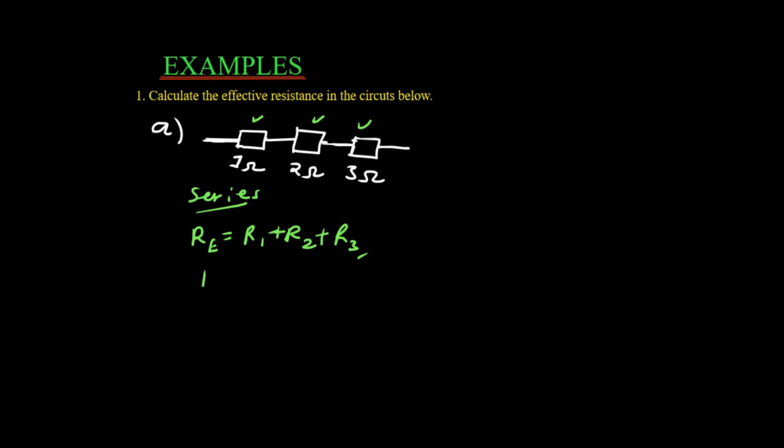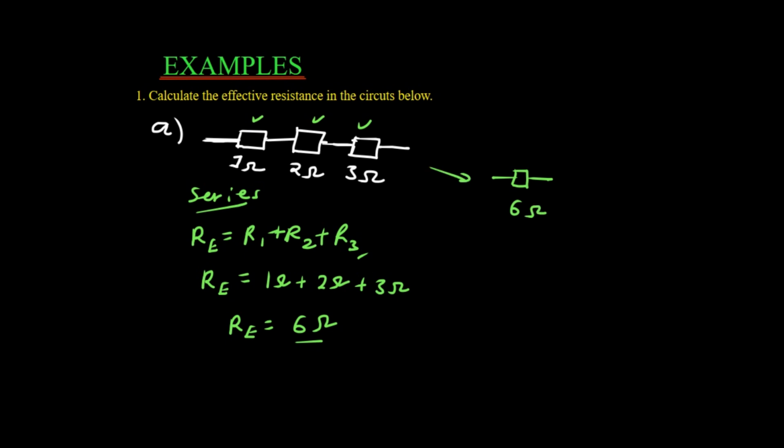So R effective equals 1 ohm plus 2 ohm plus 3 ohm. R effective equals, the answer is 6 ohm. It means that this whole circuit can be replaced by one resistor whose resistance is 6 ohm. That is equivalent.